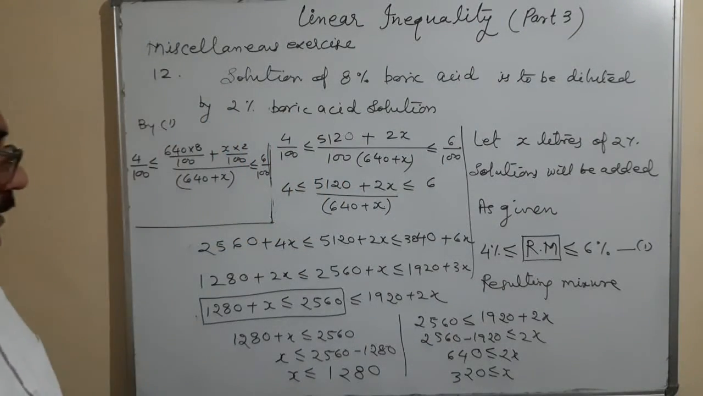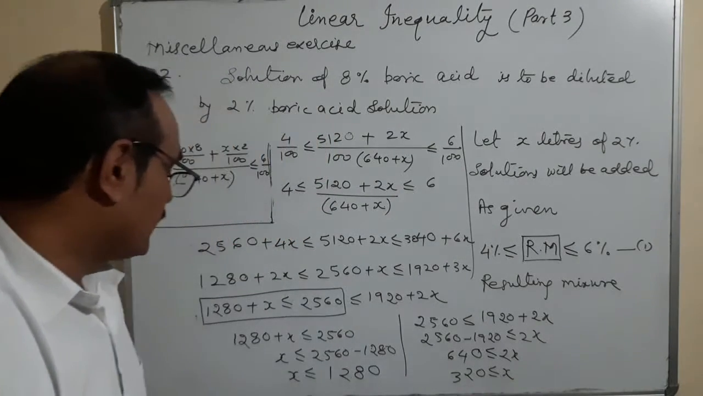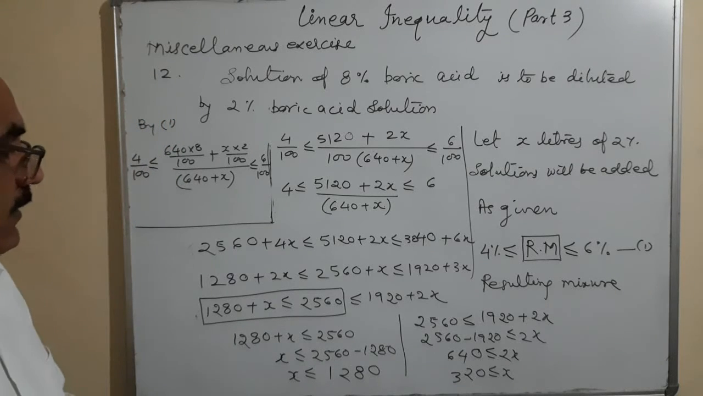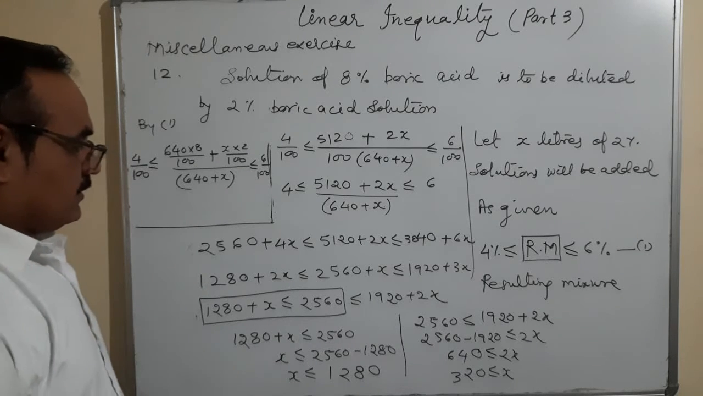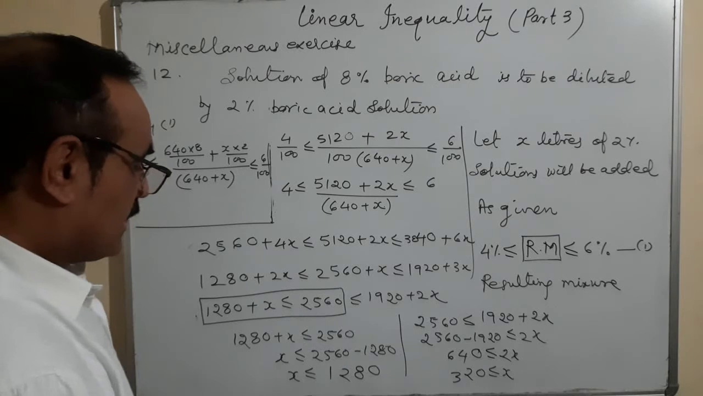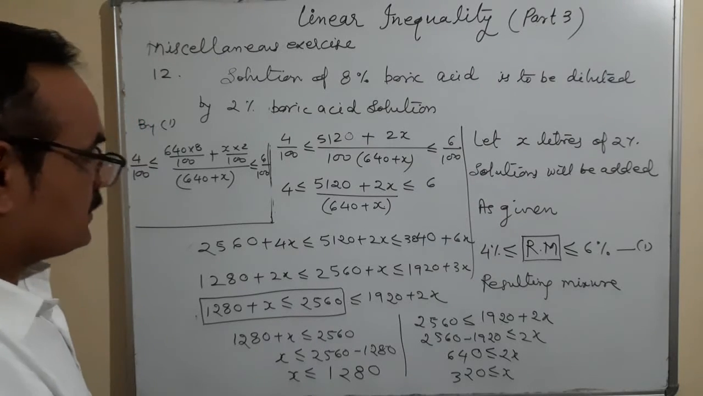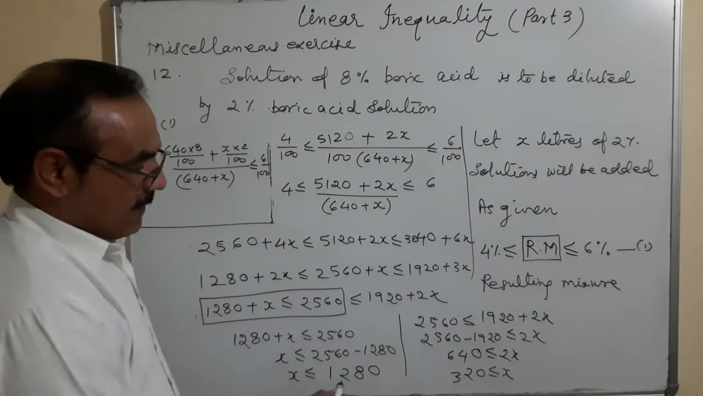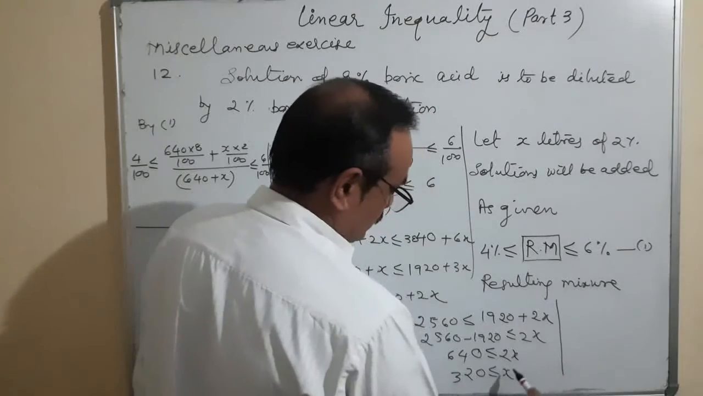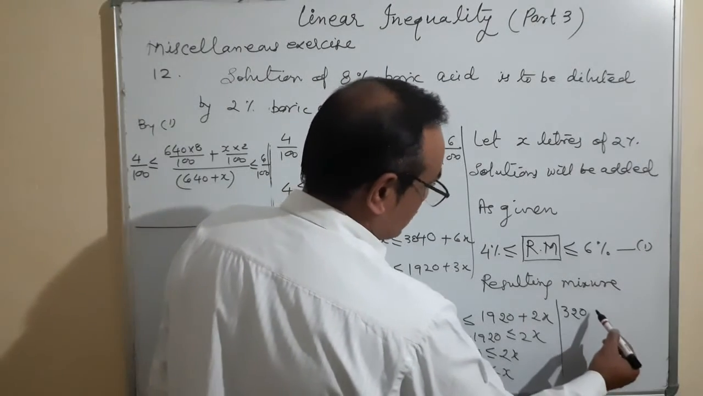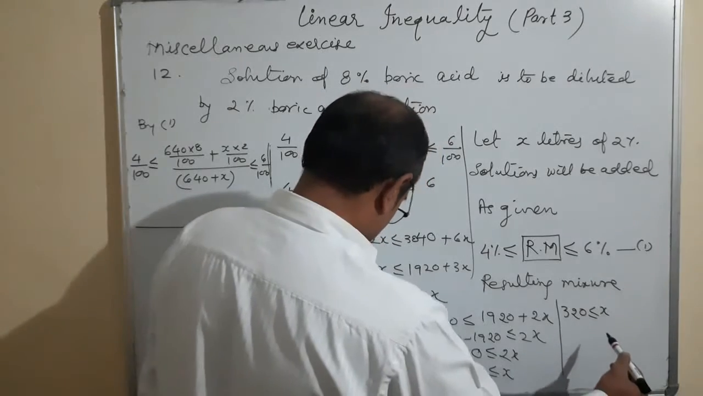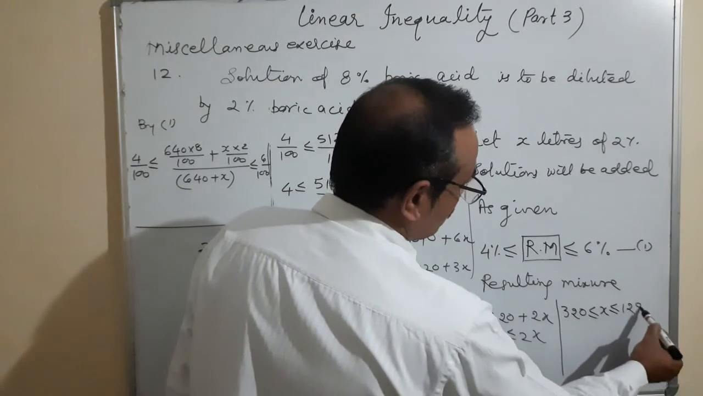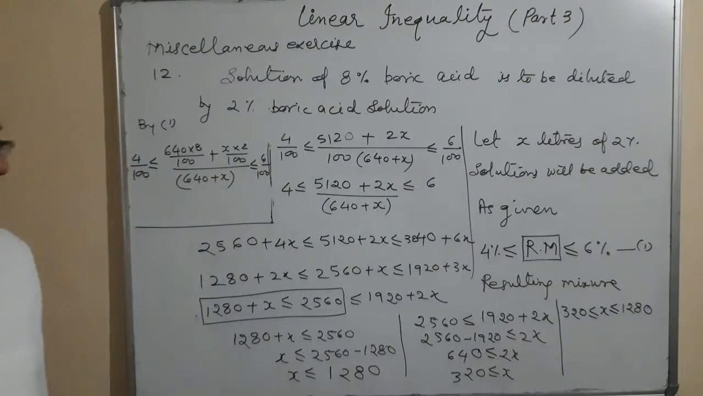Okay. Right. So what does it mean? The value of x is greater than 320 and x is less than 1280. Clear? So what's the range of it? It's a line between 320 to 1280. It's okay. So what does it mean? 320 is less or equal to x is less or equal to 1280. Okay.